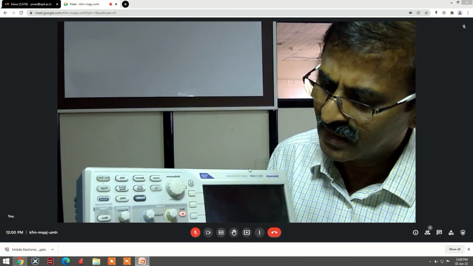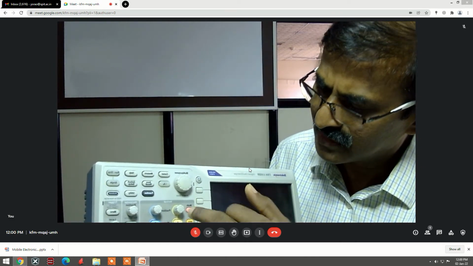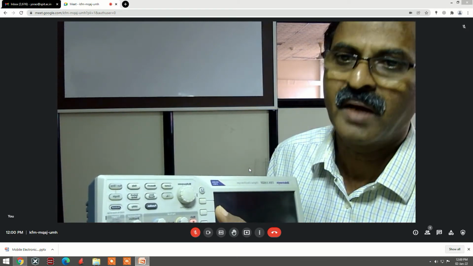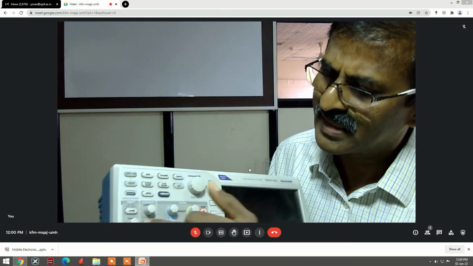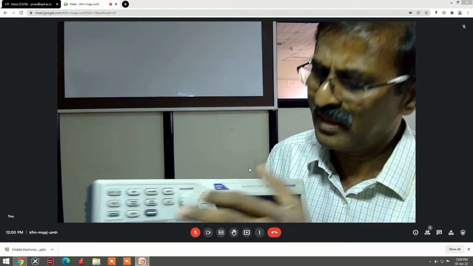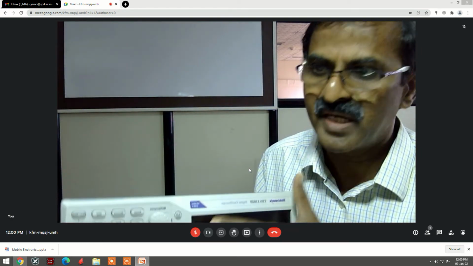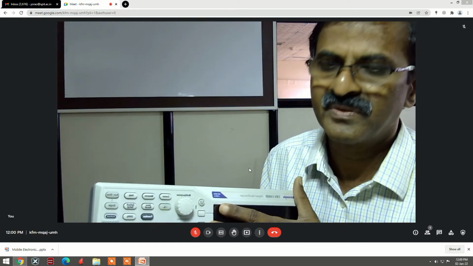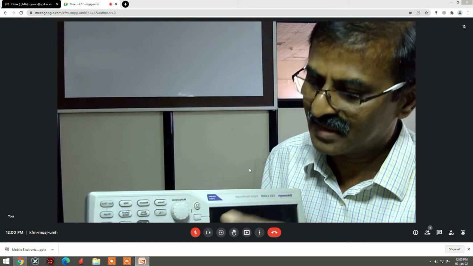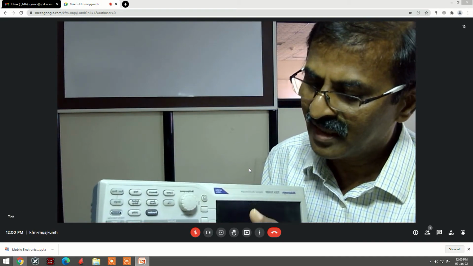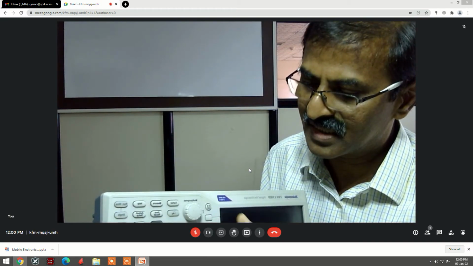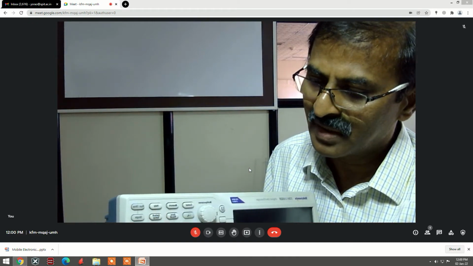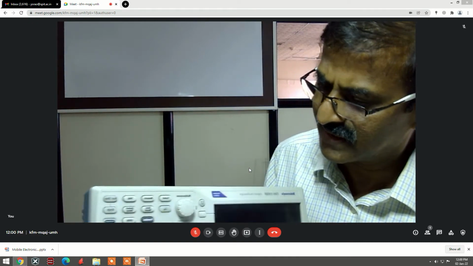Since two channels are there, you can control the amplitude of the signals for both channels individually. There is a trigger signal, where if you want to display a stable waveform on the screen, the signal should be triggered. That means the sweep generator should be triggered with reference to what? This X or Y, so that has to be decided. You have to select the magnitude of the input from the trigger signal.